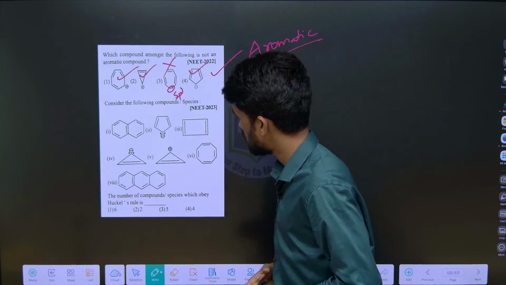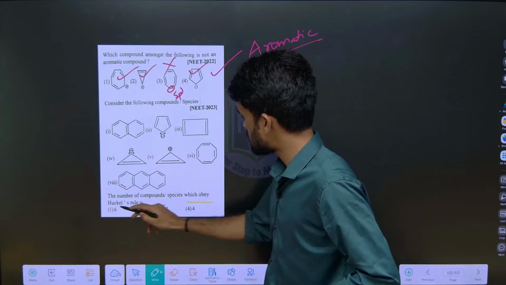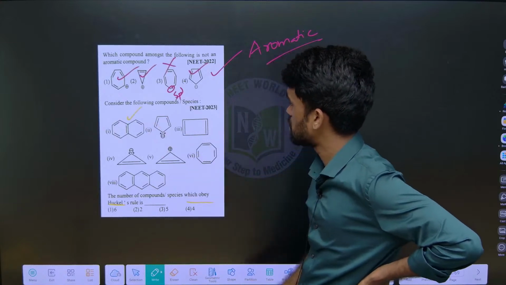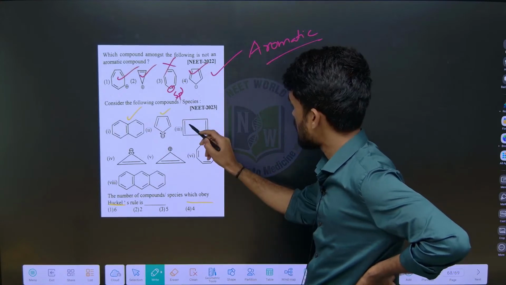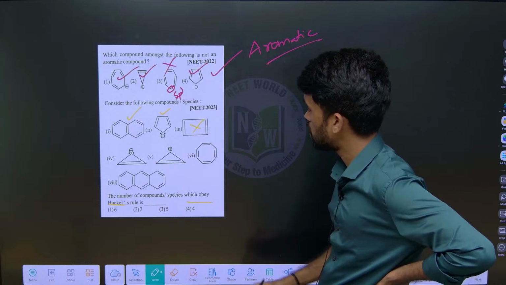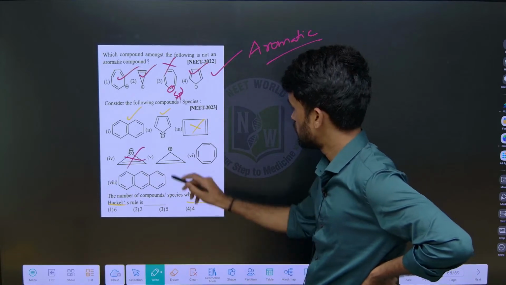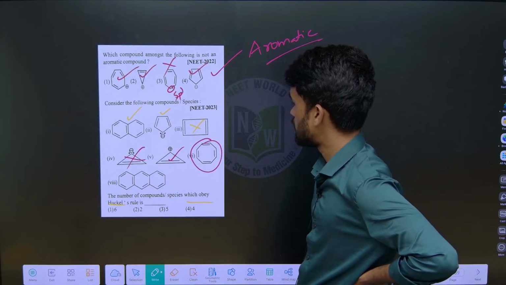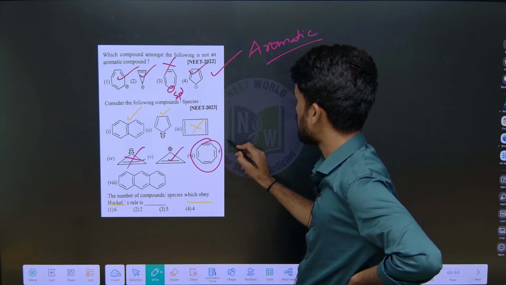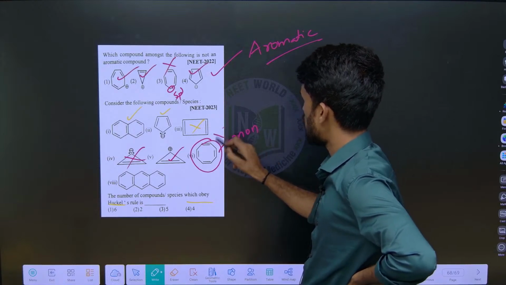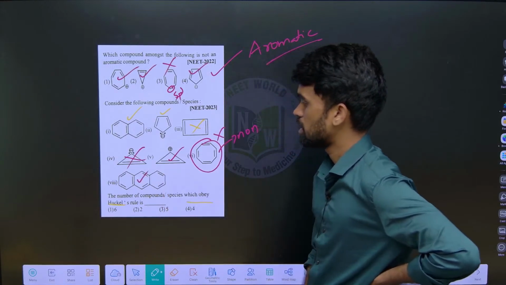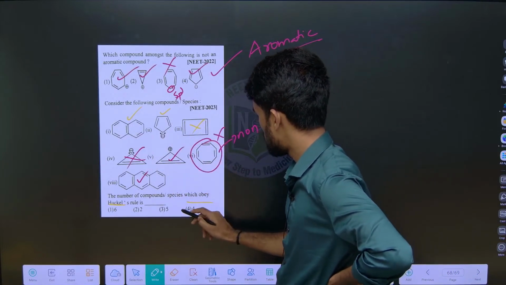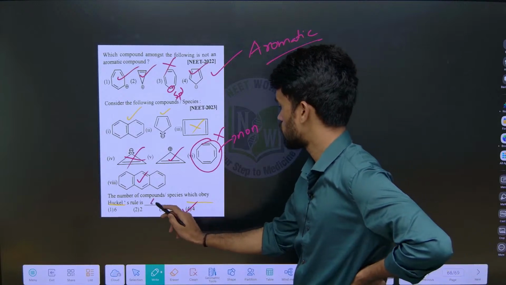After this, the number of compounds which obey Huckel rule. Yes, that is obeyed by this. Next, this one also. This is an anti-aromatic compound, so ignore that. This is also anti-aromatic. This is aromatic. This is COT, cyclooctatetraene, which is non-planar, so it is non-aromatic and also does not obey the rule. This is anthracene, which is also aromatic. So 1, 2, 3, 4: you can go with the fourth option.